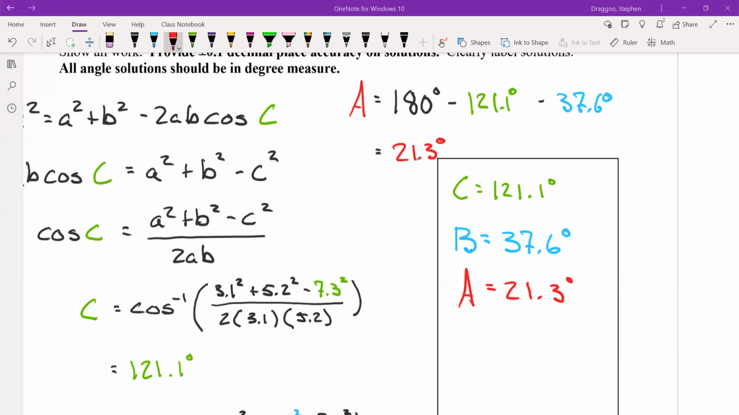So I chose 180 degrees here because I know that all 3 angles in a triangle have to add up to 180. So that's why I'd pick 180 instead of 90.